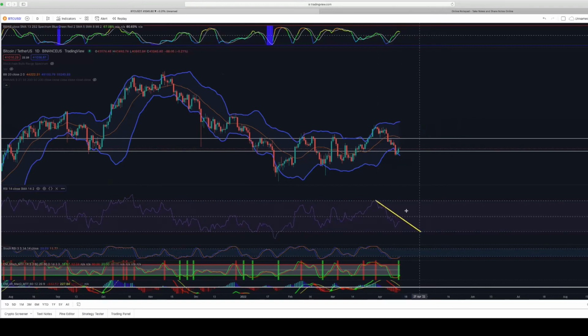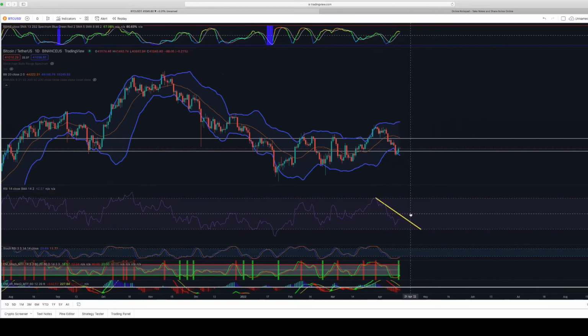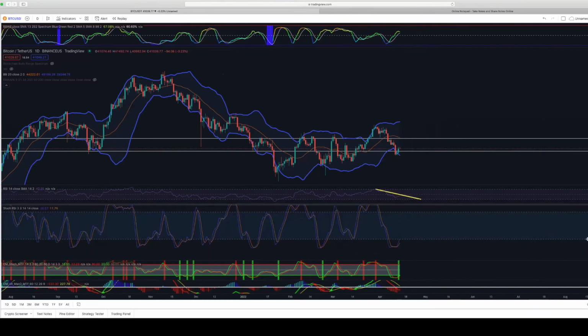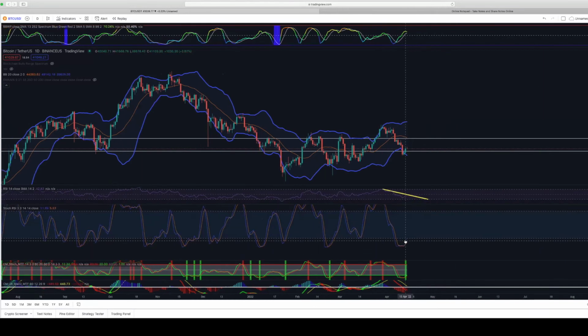It's going to take a bit of work to get out of that. But one thing that is starting to look half decent for a bounce is the stochastic. You can see the stochastic coming off the lows here and starting to move. If we zoom in a bit, that's a nice sign to see.